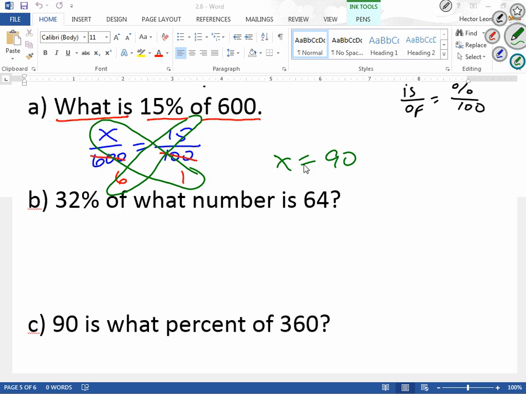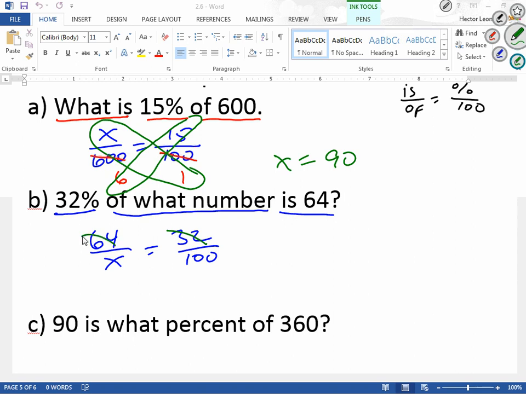Now if I take a look at my example B, 32%, so I know my percent, of what number, so it seems like I don't know my of, is 64. So remember, is over of, I'm going to go 64 over x equals 32 over 100. You can cross multiply whenever you wish, right? 32 times x, 64 times 100, and then divide by the number in front of the x, in this case 32. That's what you can do anytime, but you can always simplify as well.